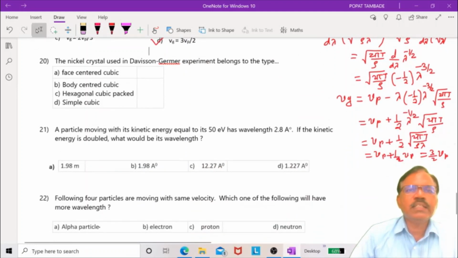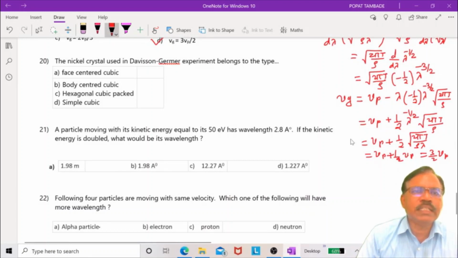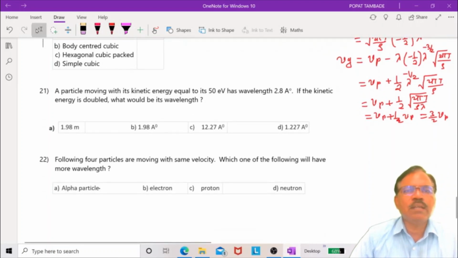Now the nickel crystal used in the Davisson-Germer experiment belongs to the FCC type. So this one is correct. Next question: a particle moving with its kinetic energy equal to 50 electron volt has wavelength 2.8 angstrom unit. If the kinetic energy is doubled, what should be its wavelength?